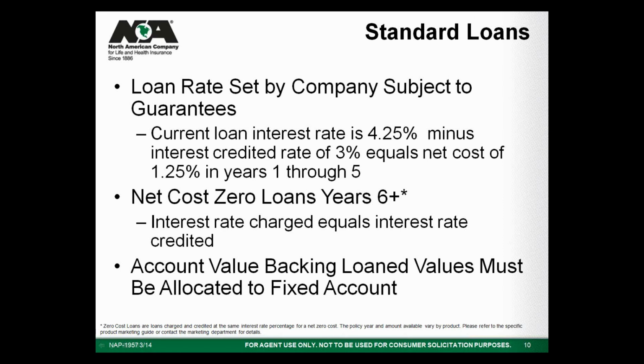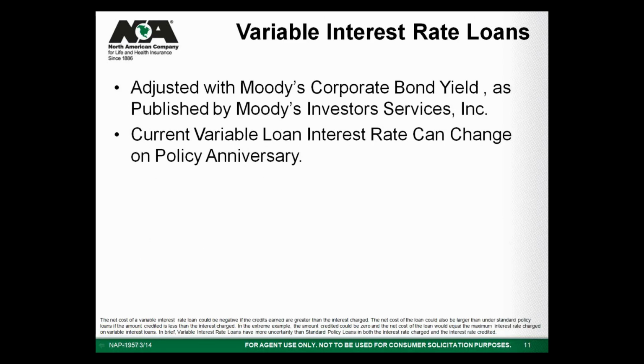And our account value backing loan values must be allocated in the fixed account. So if you're using these type of loans, it's got to be in the fixed account there. So this is the one that we normally talk about when we are talking about our index UL portfolios: variable interest rate loans.